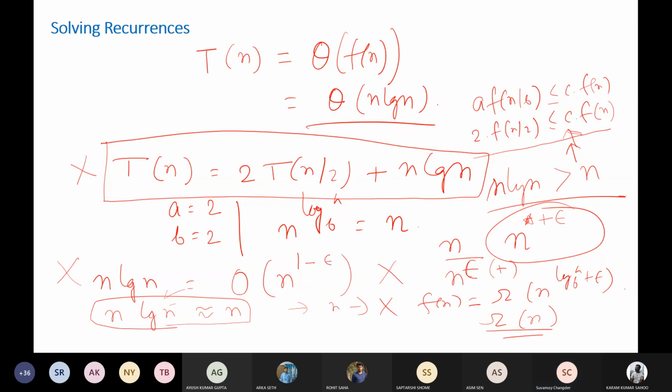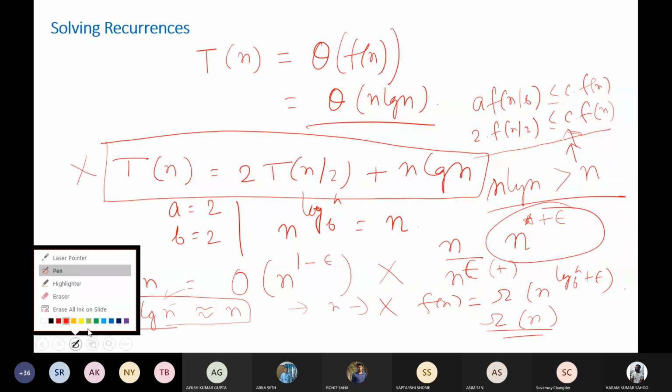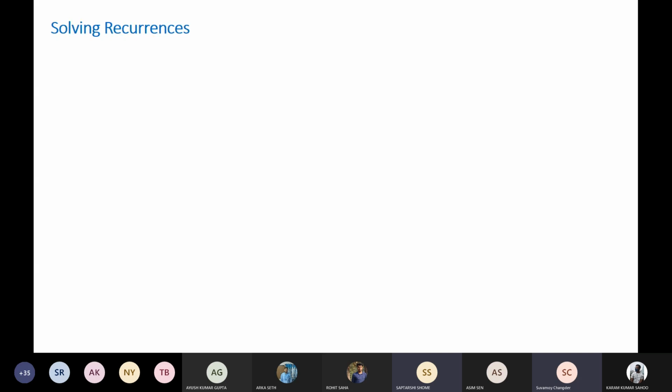Okay, is it clear? Do you have any doubt up to this? Sir, in the cases where we can find the value of c, will you please show the steps once again? How we can find the value of c? Yes, sir. Okay, so let us again go for checking the previous example.